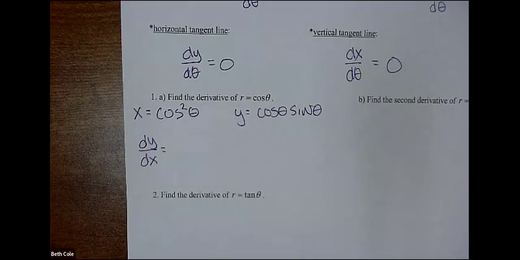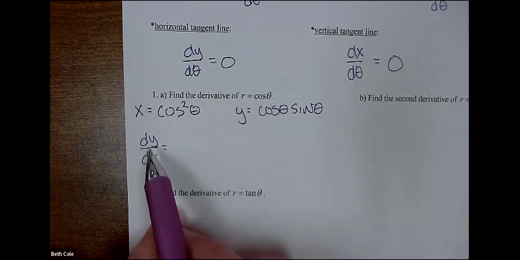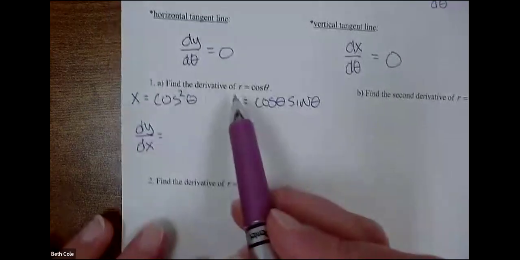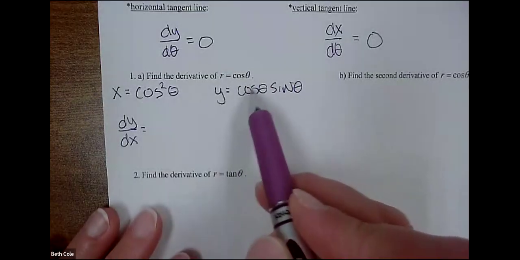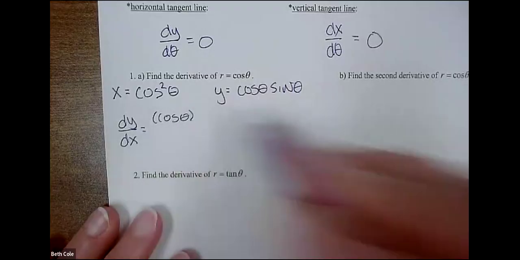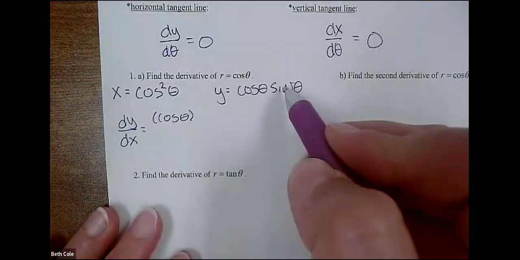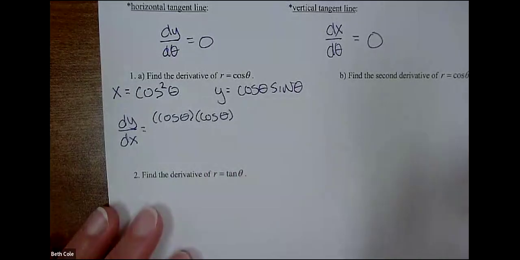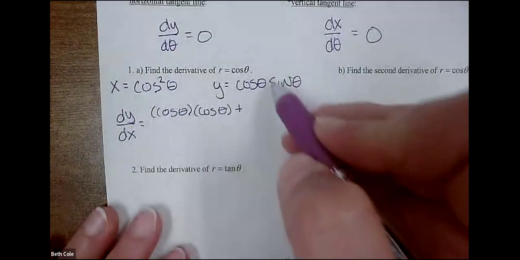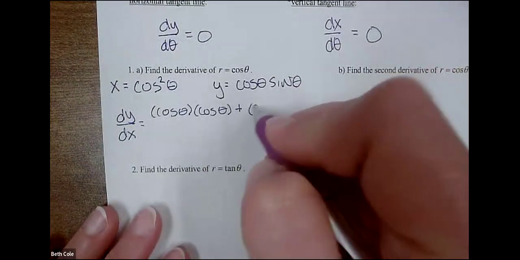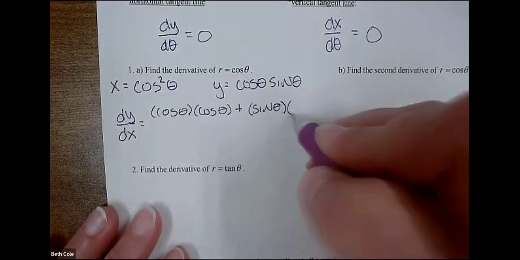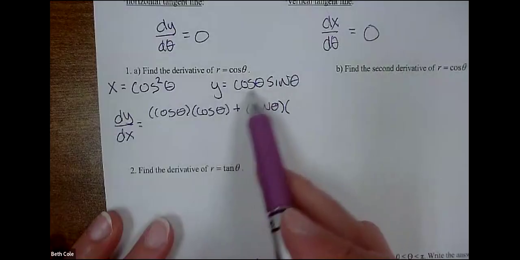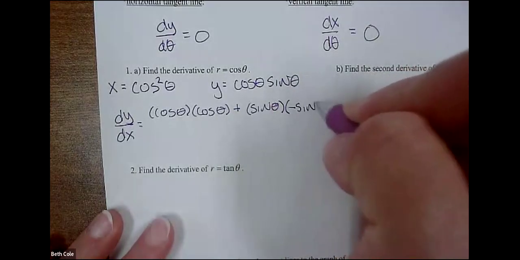Let's review product rule real quick. It's the first thing times derivative of the second plus the second thing times derivative of the first. Okay. y goes in the numerator, x goes in the denominator. That was one issue we had with the parametric. All right. So we're going to look at this one first. It is going to be first, which is cosine, times derivative of the second. So derivative of sine is cosine, plus the second function, which is sine, and then derivative of the first. So derivative of cosine is negative sine. Perfect.